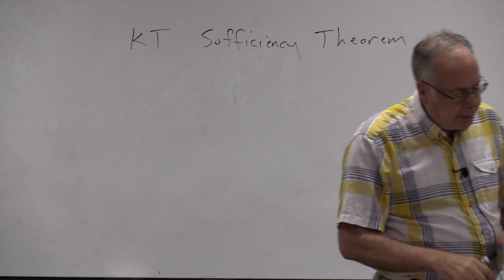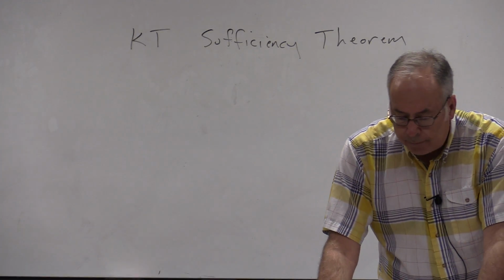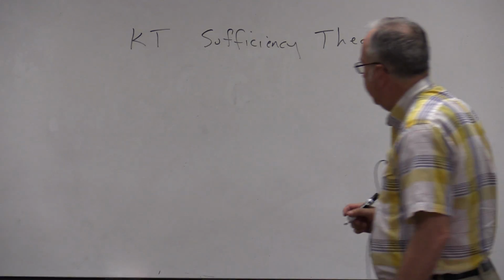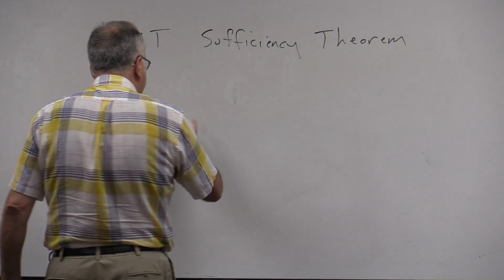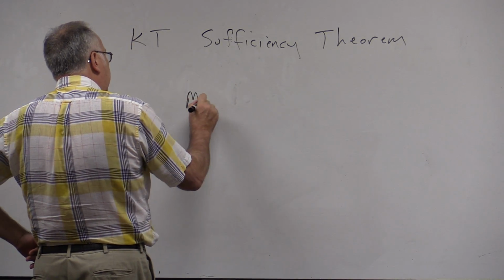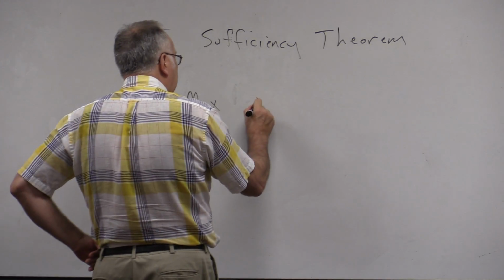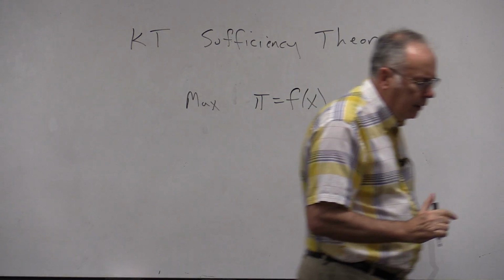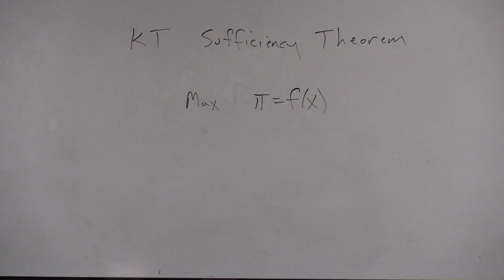The Kuhn-Tucker sufficiency theorem, which is discussed in the textbook on pages 424 and 425, imagines that you have a problem like this. We're going to discuss it in the context of a maximization problem. Suppose you want to maximize profit. Profit is a function of x here. Now, x could be a vector, x1, x2, through xn. So think of x as being a 1 by n vector.